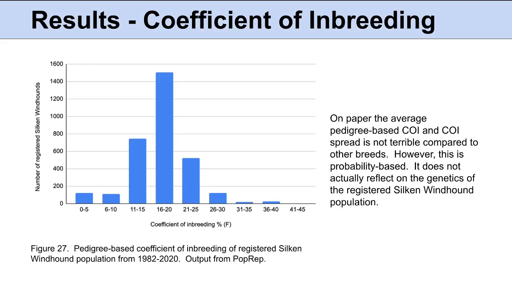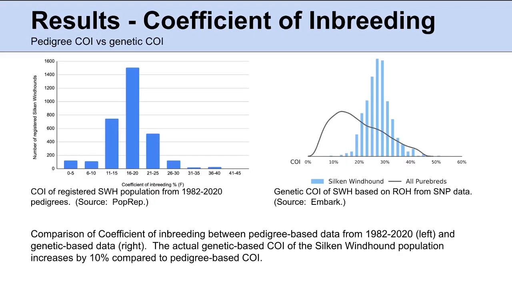It does not actually reflect on the genetics of the registered Silken Windhound population. So what does that look like? Here I've taken a graph from Embark, one of my dog's Embark pages, and we can compare the paper pedigree COI on the left from PopRep of the entire Silken Windhound population, and we can compare it to the Embark population of Silken Windhounds.